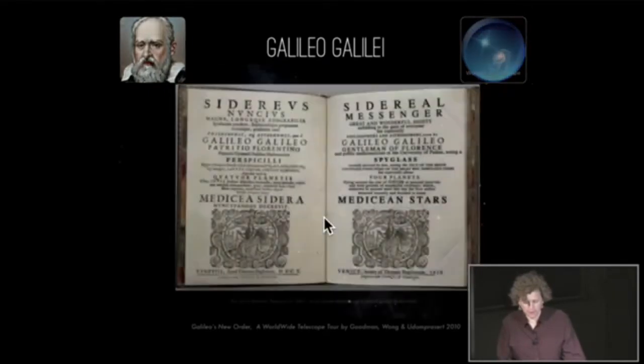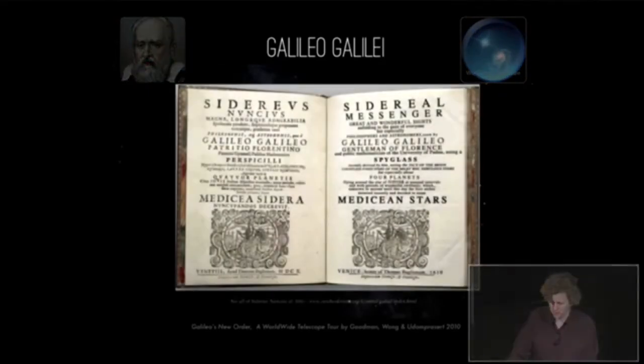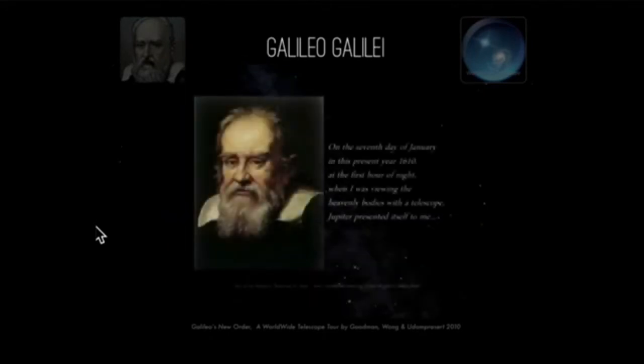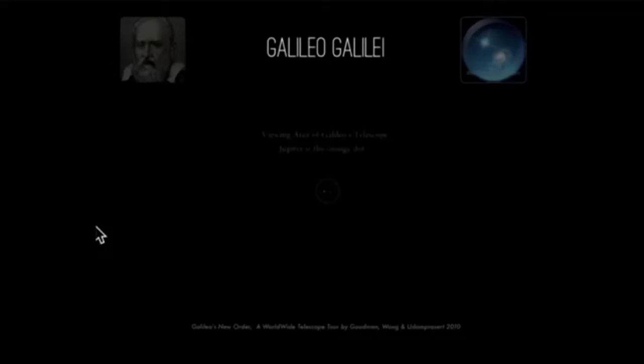When Galileo published his findings in his famous book, The Starry Messenger, this is what he said about his observations. On the 7th day of January in the present year 1610, at the first hour of night when I was viewing the heavenly bodies with a telescope, Jupiter presented itself to me. Beside the planet there were 3 starlets, small indeed but very bright. Though I believed them to be among the host of fixed stars, they aroused my curiosity somewhat by appearing to lie in an exact straight line.